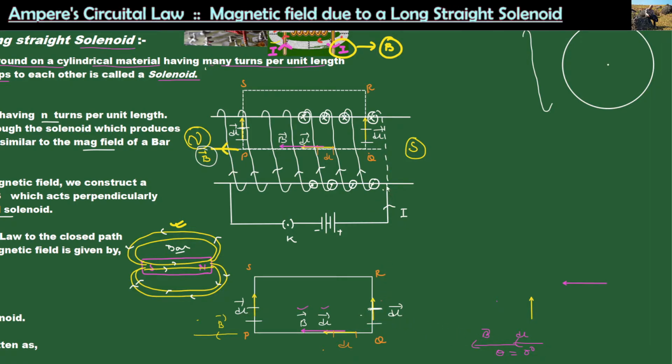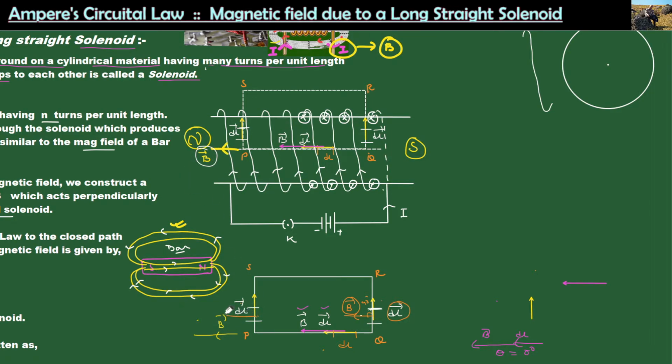But when you look at arm QR and arm PS, this is the direction of B, the magnetic field. The direction of our magnetic field in this case will be in this direction. This will be the direction of B, which means that the angle between this dl bar of this element and this B is 90 degrees with respect to each other, even for this element. This is the taken direction of B.